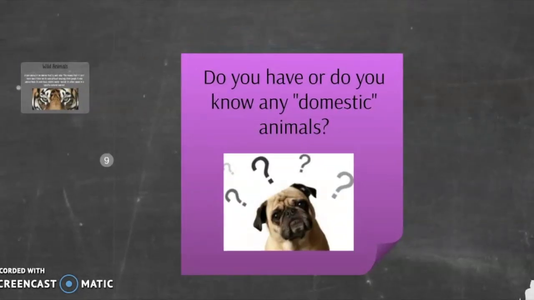So, question: do you have or do you know any domestic animals? Maybe you do not have one at home, but maybe you know someone who has a domestic animal. Does the animal live inside the house? Does the person need to feed it? These are all questions related to domestic animals.